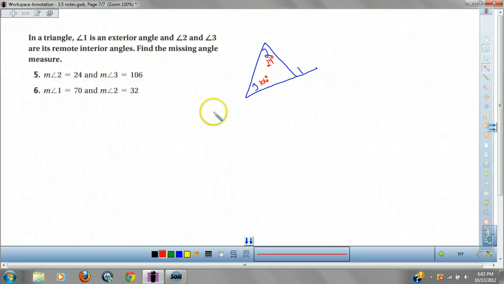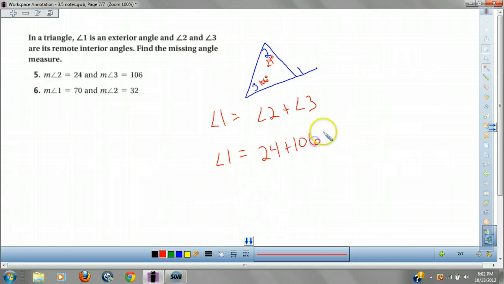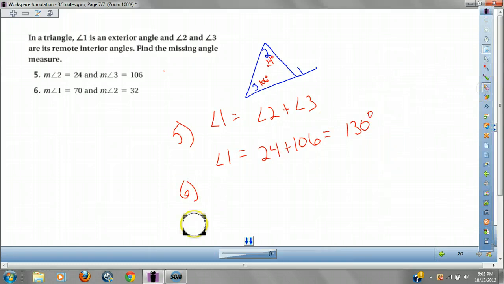Now how do I find 1? Well, remember, angle 1 is going to be equal to angle 2 plus angle 3. Okay? So I'm going to plug in my value. So angle 1 is going to be 24 plus 106, which is going to be 130 degrees. Okay? So there we go. That's number 5. I'm going to erase this mess. Fill in my new values.